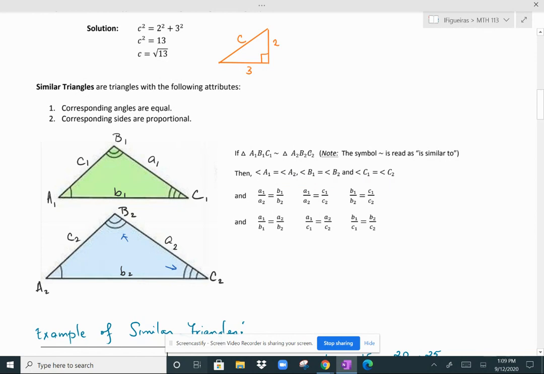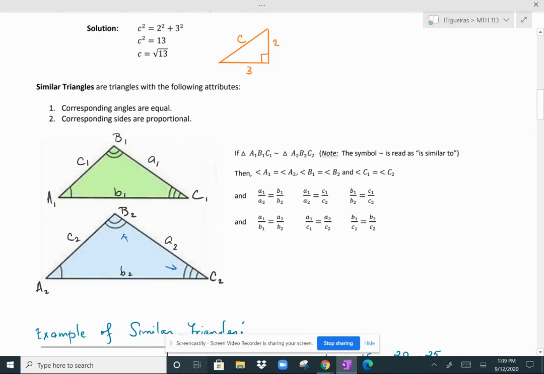Okay, this notation here, triangle A sub 1, B sub 1, C sub 1, is similar to, this symbol is read as "is similar to," triangle A sub 2, B sub 2, C sub 2. Okay, so the corresponding angles are equal, but now we have to talk about the sides. The sides need to be proportional.